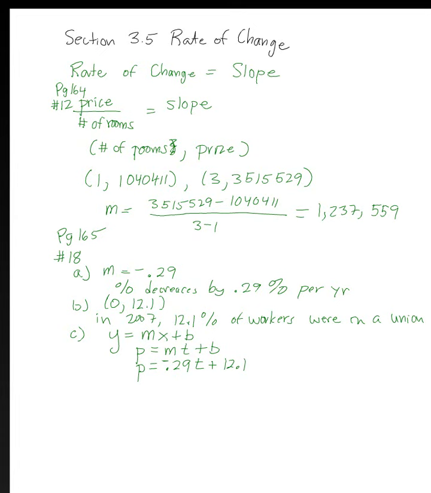Part D, find the percentage of workers who will be in a union in the year 2014. All right, so we're going to plug in a time number. We started in 2007, and we're ending in 2014, which means t is 7 years. So p would be negative 0.29 times 7 plus 12.1. I grab my calculator and type that in. Calculator tells me 10.07% of the U.S. workers would be in a union in the year 2014.